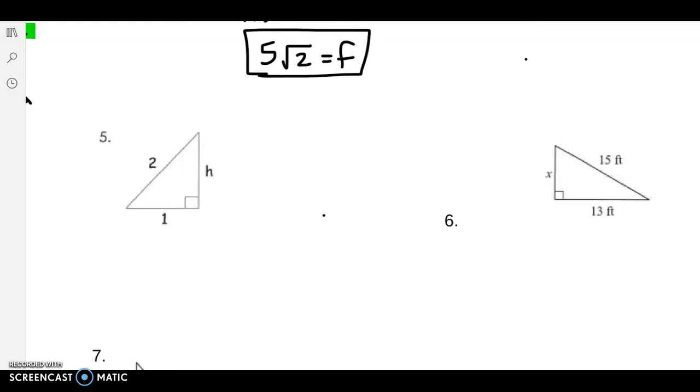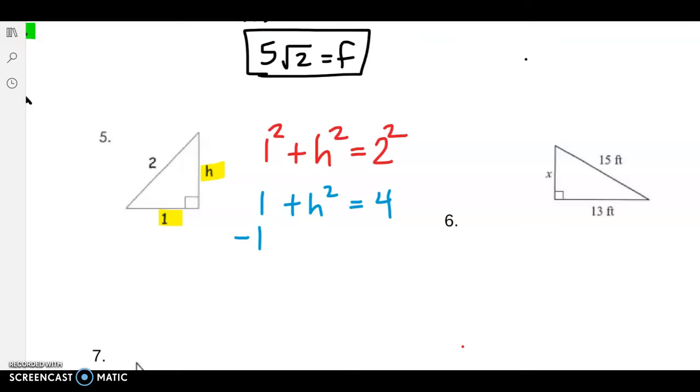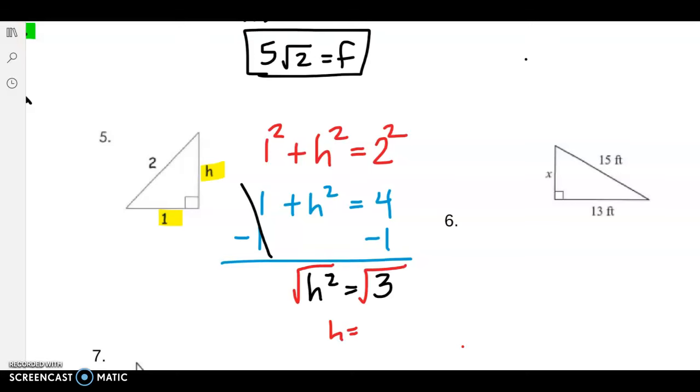Remember, I highlight, you may want to circle which two are the legs. So you remember, these are my two legs. So 1 squared plus h squared equals 2 squared, because 2 is the hypotenuse. So 1 squared means 1 times 1. 2 squared means 2 times 2. Remember, we're trying to get h alone, so we need to minus the 1 from both sides. And then to get rid of the squared, remember we take the square root of both sides. So h is the square root of 3.